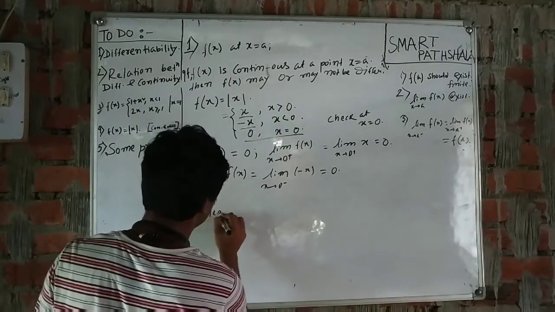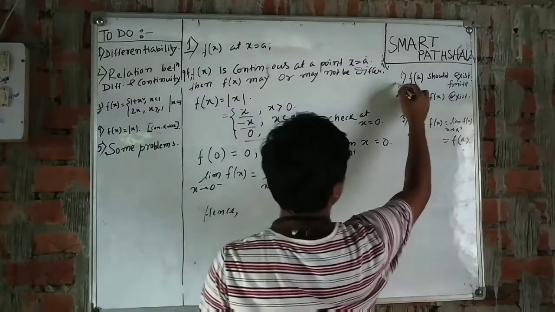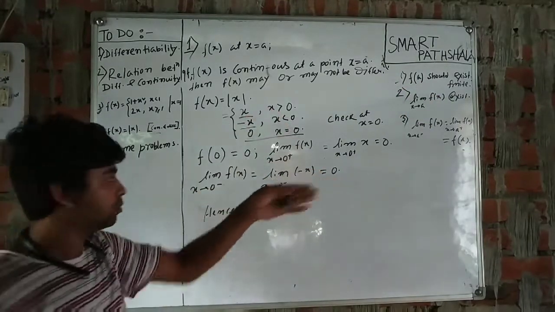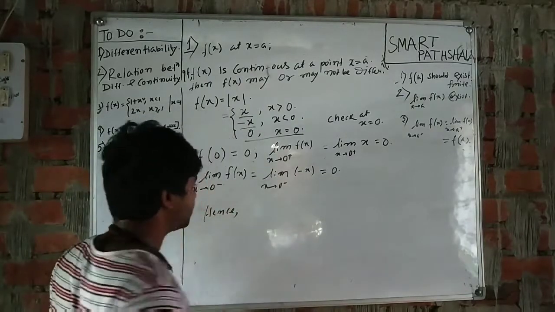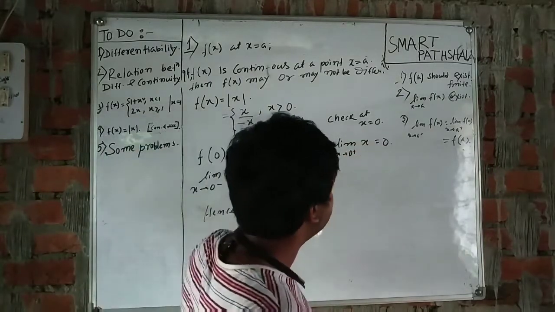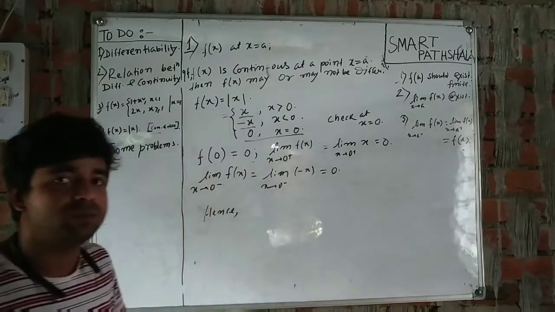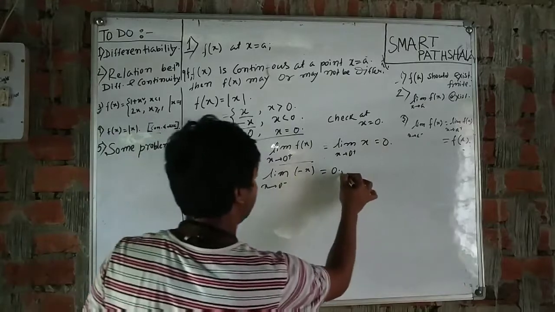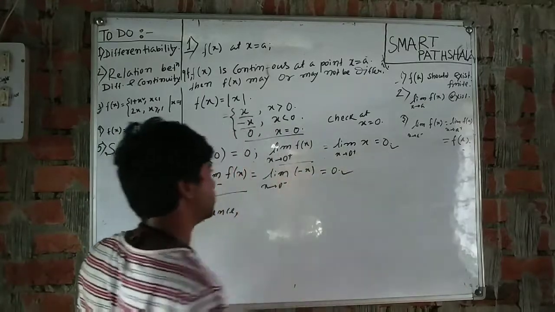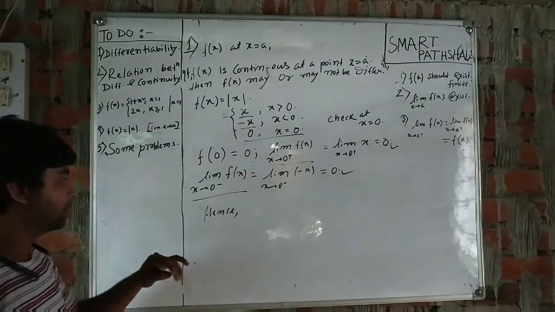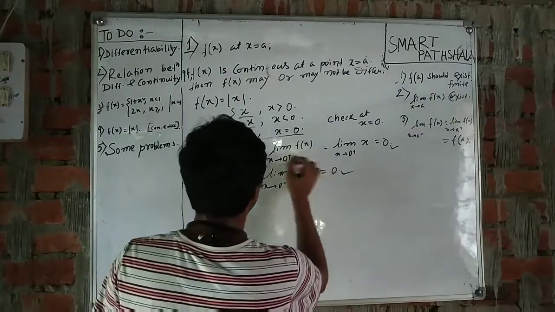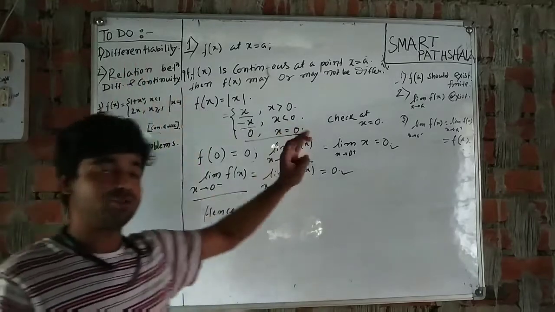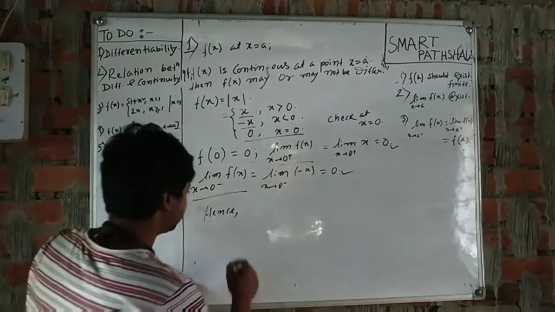Hence, the first condition is f of a, that means f of 0 should exist and be finite. So it is finite, and the limit of f of x should exist. For the limit of f of x to exist, obviously the right hand limit and the left hand limit should be equal, which is 0 for both RHL and LHL. Now these three should be equal to each other if this function f of x needs to be continuous.